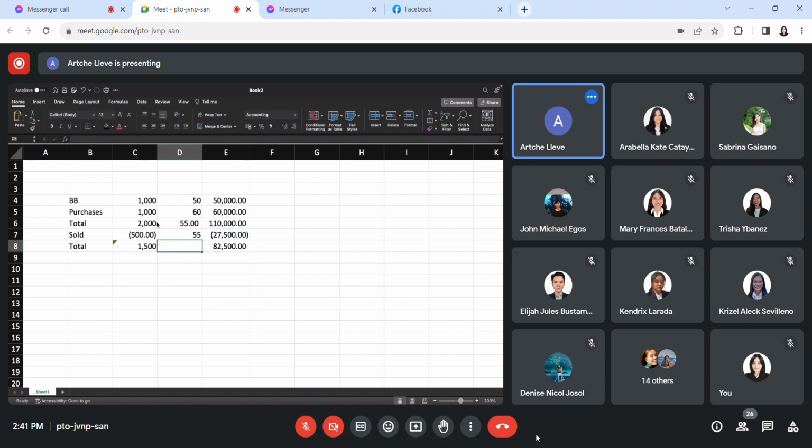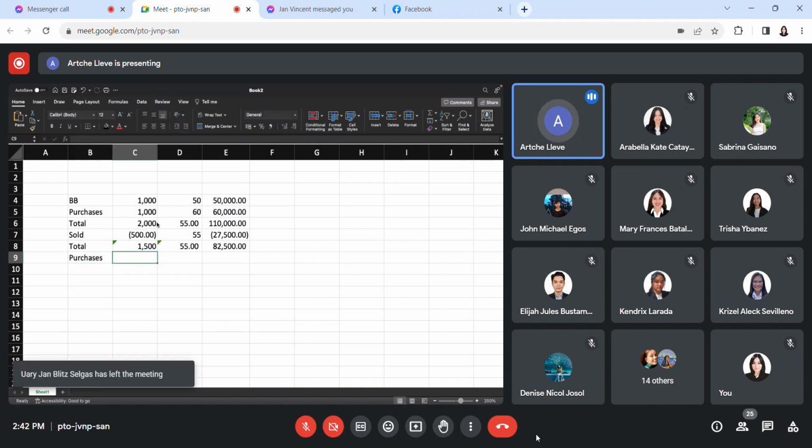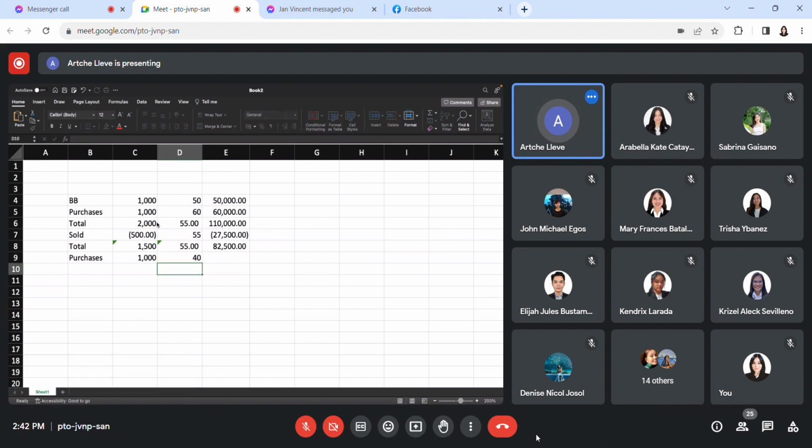The cost is 55. Now, let us say I make another purchase of 1,000, and the price now is 40. Times 40, so that's 40,000.